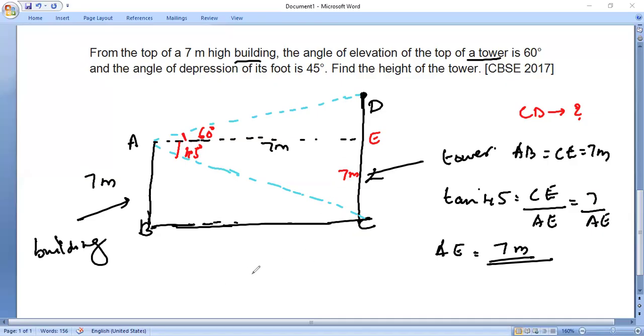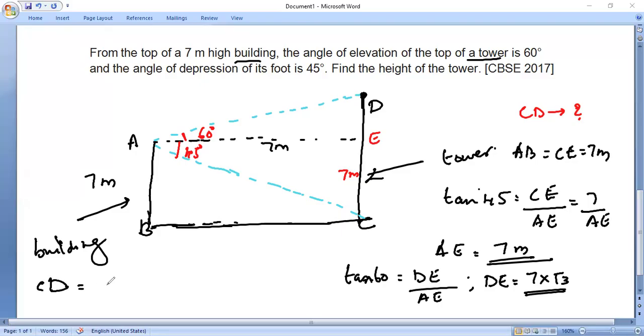Now it's easy to calculate DE, because tan 60 is the opposite side DE by the adjacent side AE. From that we'll be able to get DE equal to AE into tan 60, which is 7 into tan 60, and as you know, it is root 3. So 7 root 3. So how much is CD now? CD equals CE plus DE, which is 7 plus 7 root 3. That is 7 into 1 plus root 3, which is 7 into 2.73.